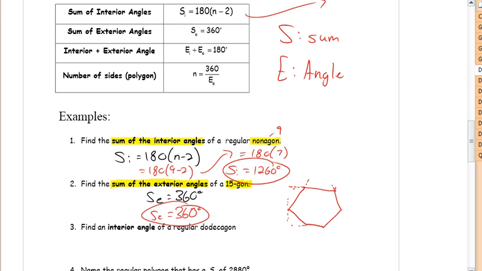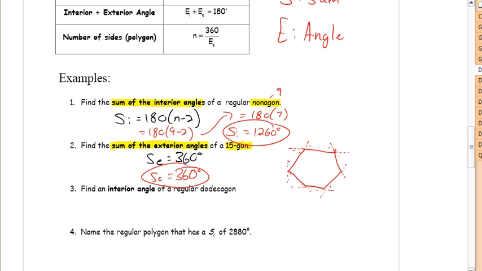and they always are going to add up to 360 degrees. So all these little acute angles, this angle, this angle, all these little angles are always going to add back up to 360, no matter what kind of shape it is, because the more sides there are, the smaller those angles get. So it always adds back up to 360.